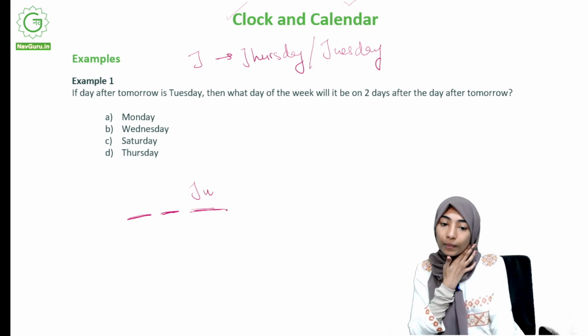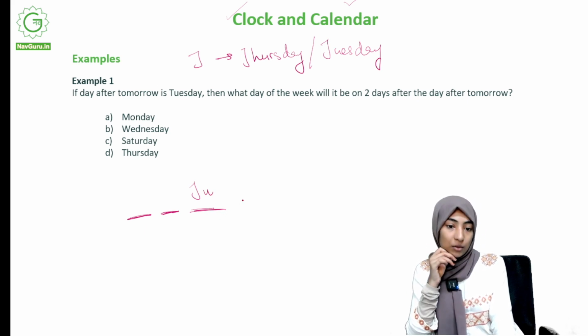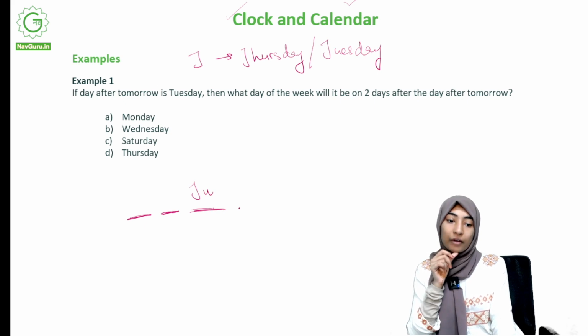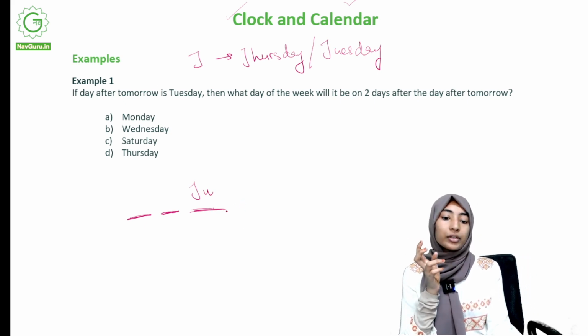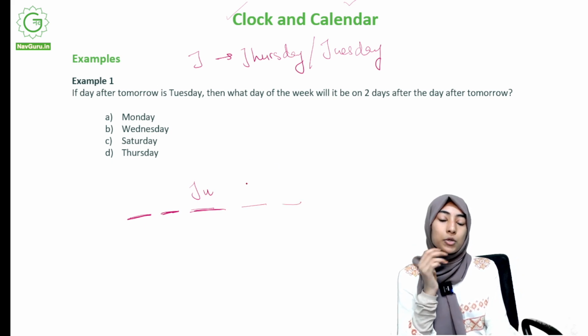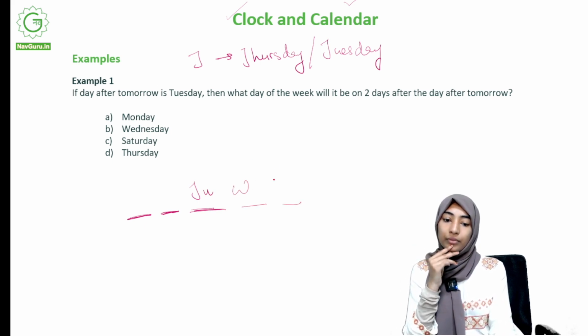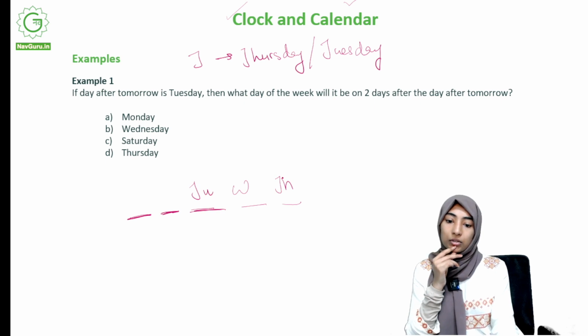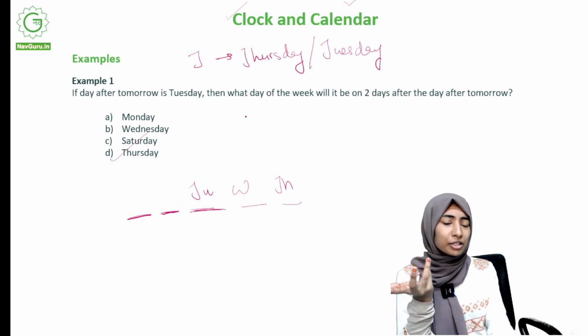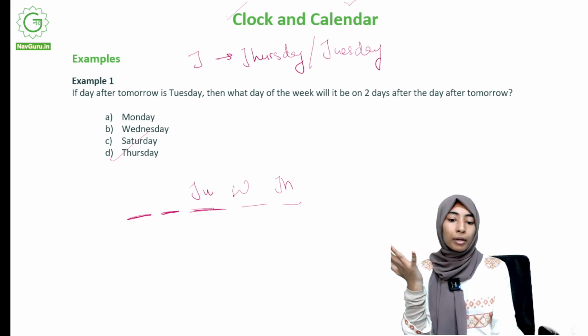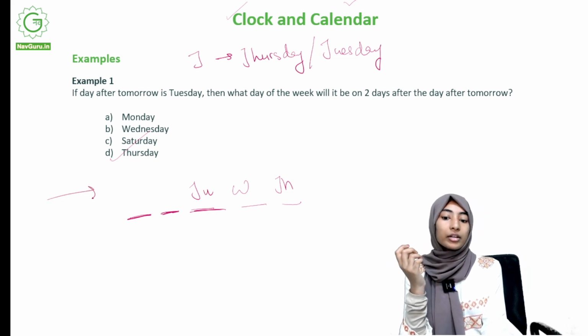Okay. Then what day of the week will it be 2 days after the day after tomorrow? So very simple, just take 2 days after this. After Tuesday, if you take 2 days, you will get Wednesday here, Thursday here, right? So the day will be a Thursday. Simple as that. So what concept did you need here? Nothing big. You just needed to know the order of the days of a week.